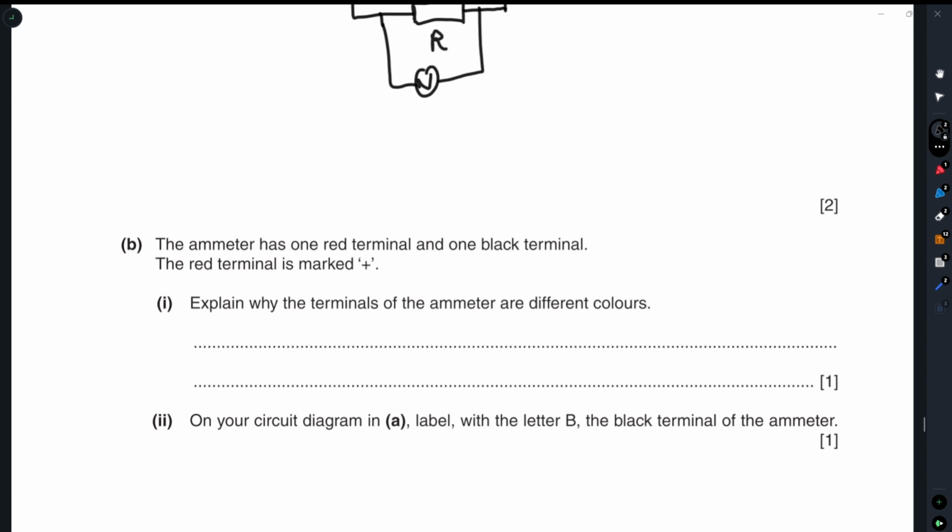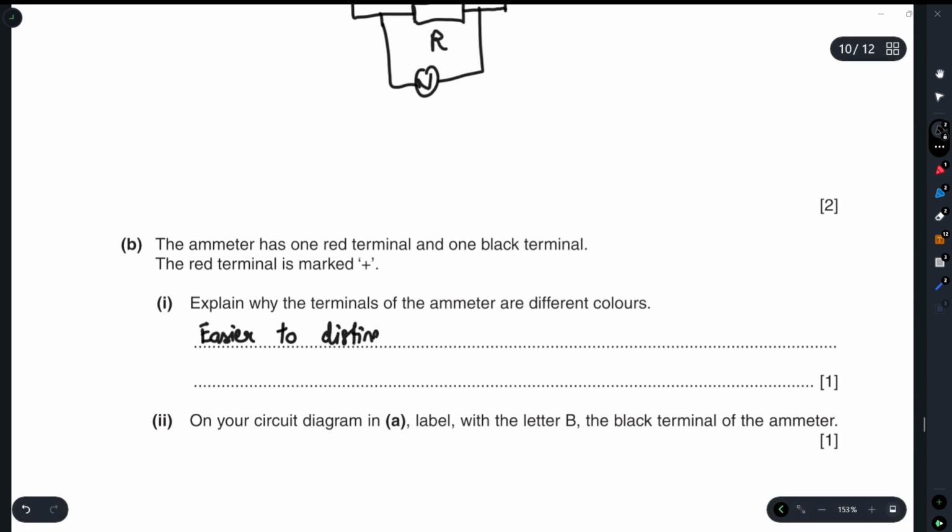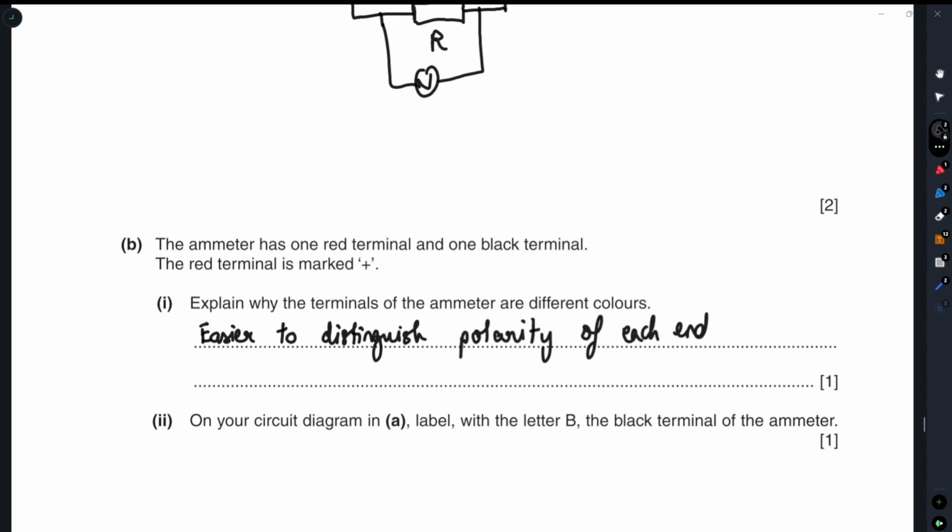Ammeter has one red terminal and one black terminal. Red is marked positive. Explain why terminals of the ammeter are different in colors. Easier to distinguish polarity of each end. So yeah, they're colored different so that it becomes easier to figure out कि भाई, what's the polarity on each end.